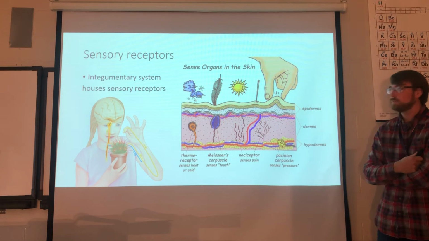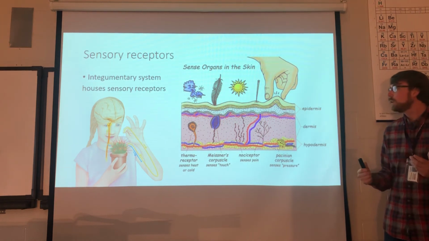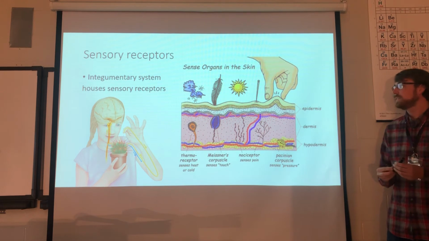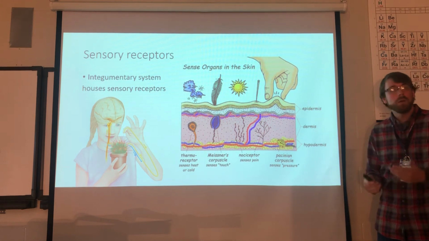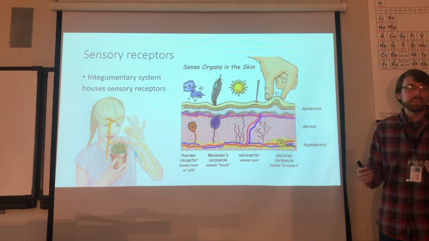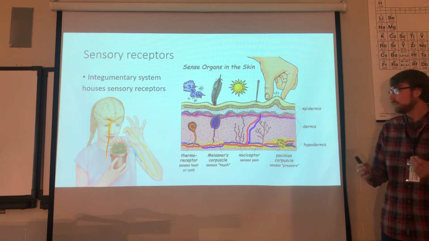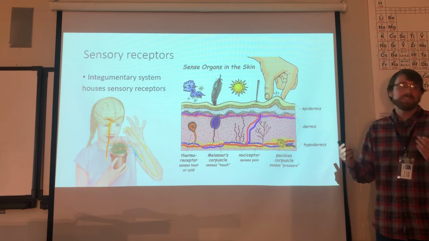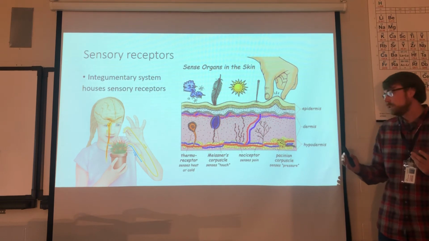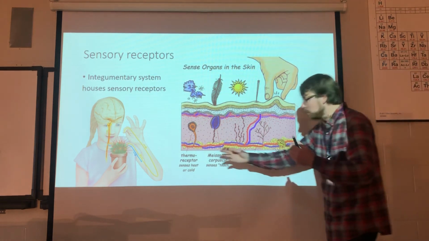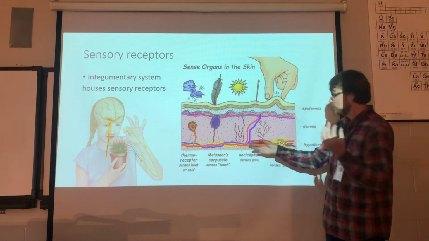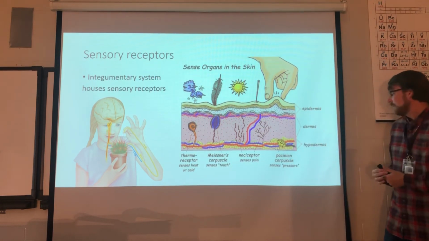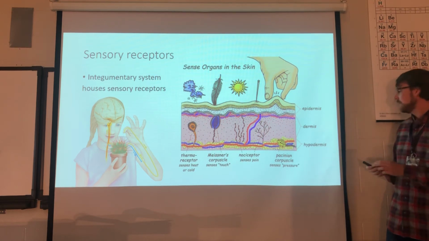So, we are going to now go through some sensory receptors of the skin. One of the functions of your skin is that it houses sensory receptors. You have various different receptors that sense different types of touch. So, you have thermoreceptors, which sense heat, Meissner's corpuscles, which sense touch, nociceptors, which sense pain, and Pacinian corpuscles, which sense pressure.